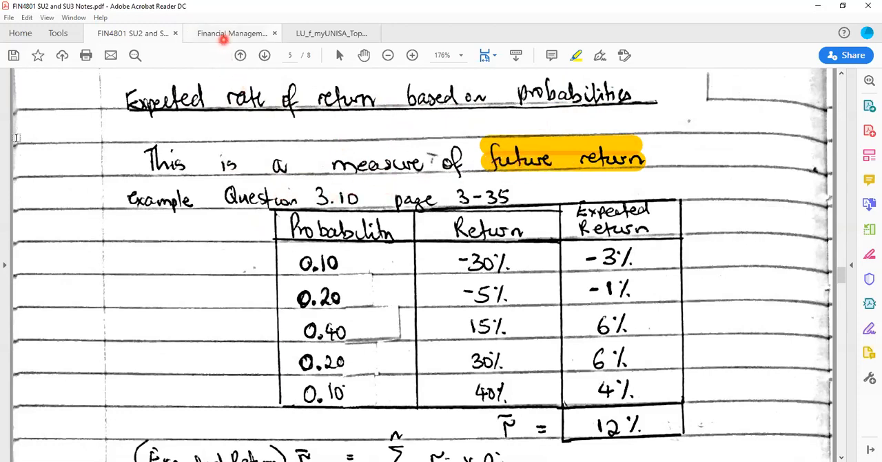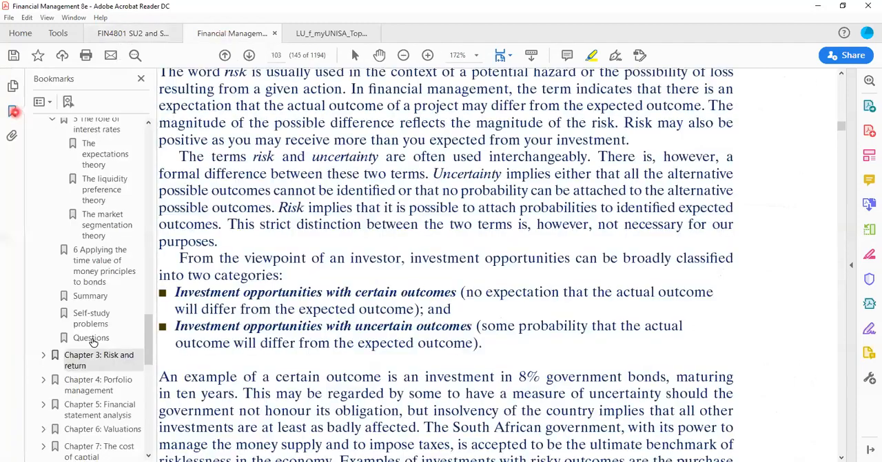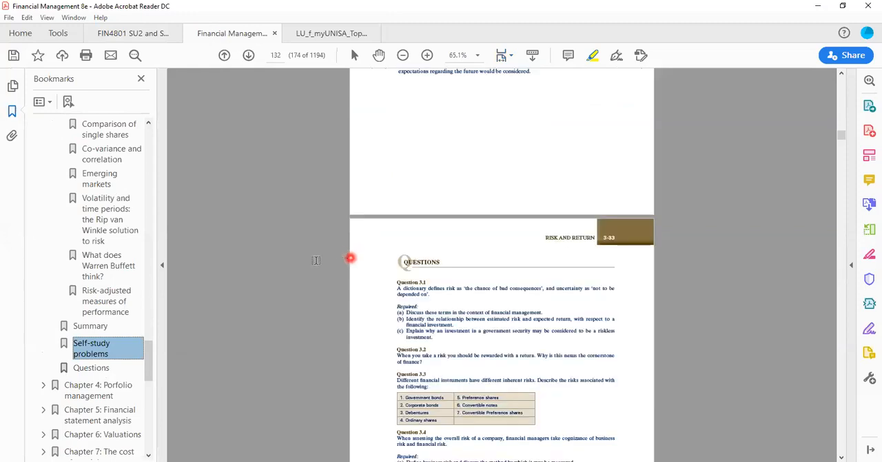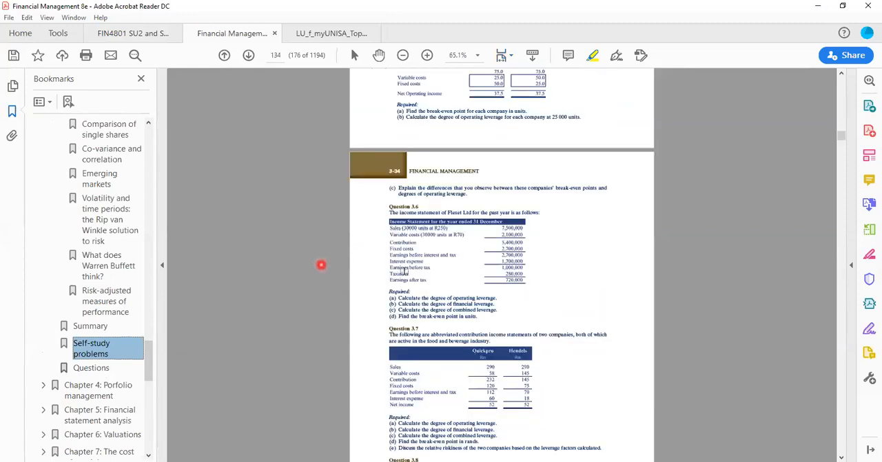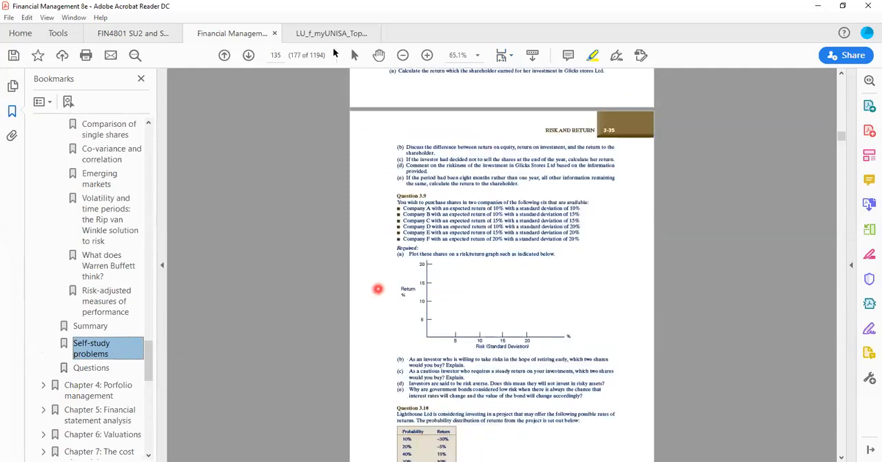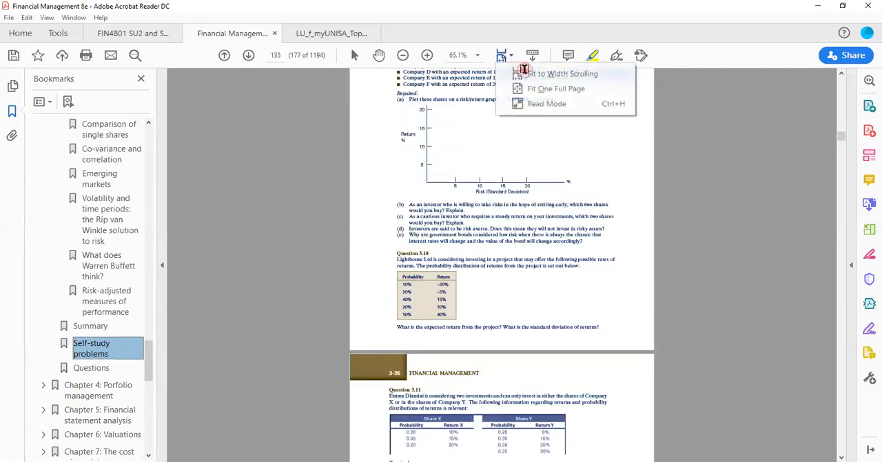So we can look at a question in the textbook just to remind you. I'm also sure you've come across this before, but we can look at question 3 on page 3-35, self-study problems. It's actually the questions. We can look at this question right here. Question 3.10.